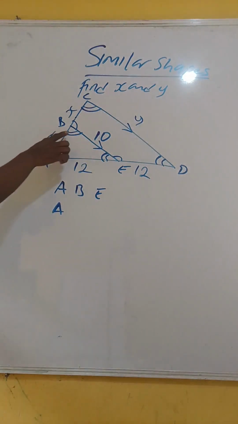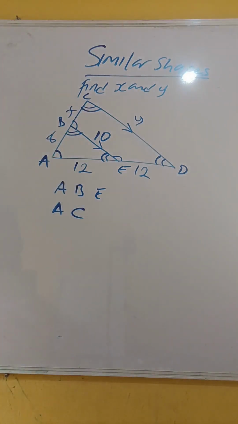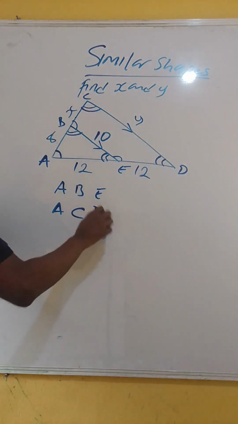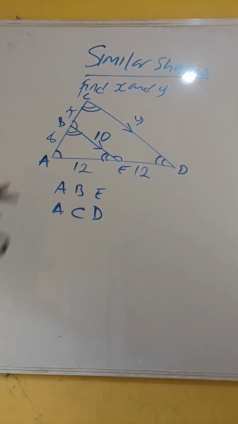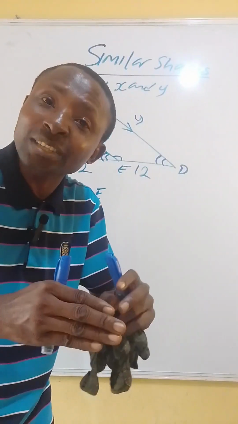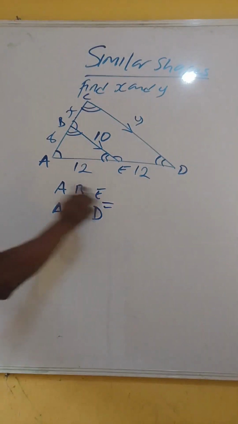Now angle B that is located here is the same as angle C here. So that means B and C are equal. Then angle E and angle D, they are equal. And I told you, having located the equal angles, you are going to do what? Find the ratio of the corresponding sides. So what is the ratio?